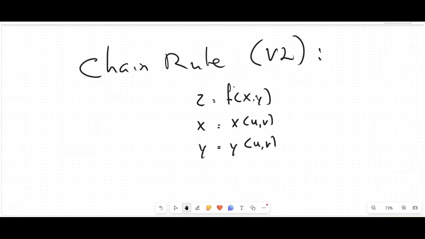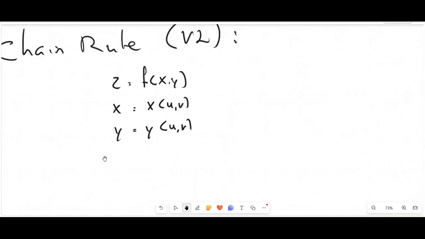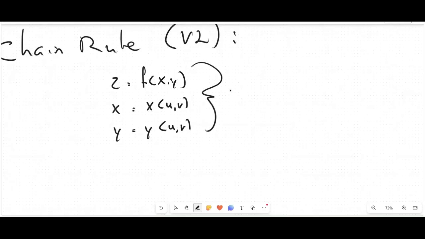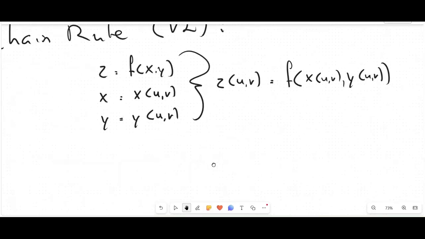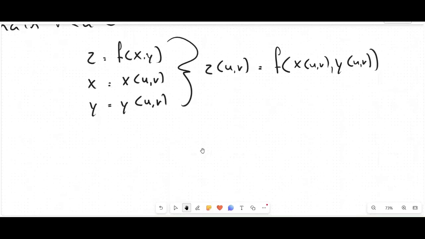So we are not reducing the number of input variables, we're just changing them. And so now collectively, we can think of z as a new function, a function of u and v. If we write it this way, f of x of u and v, y of u and v, now f and x and y are all multivariable functions. So every bit of differentiation will use the partial derivative notation.